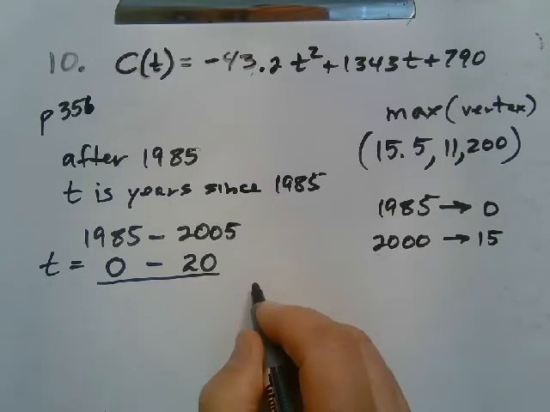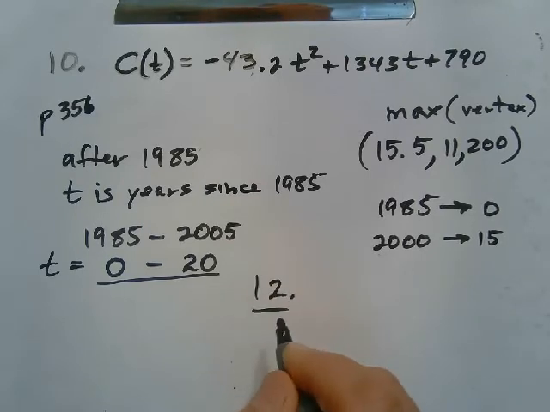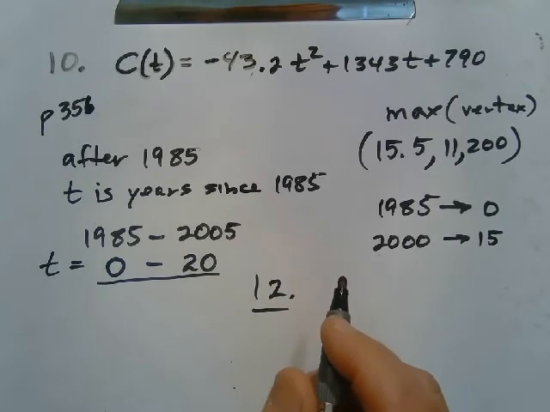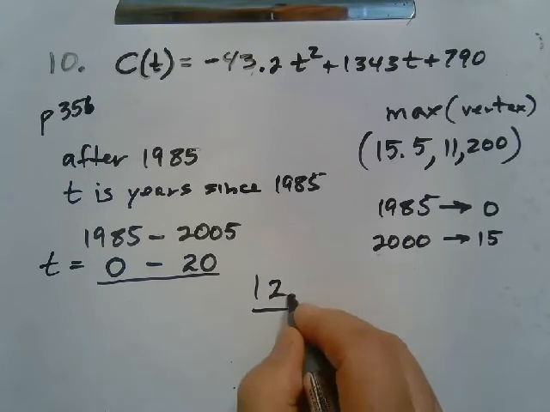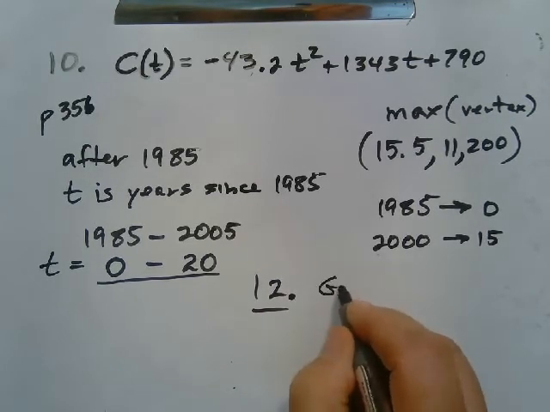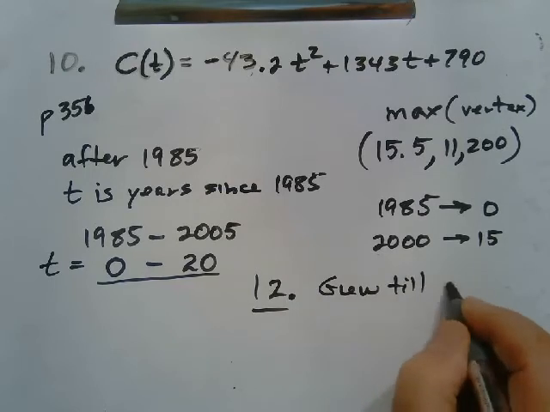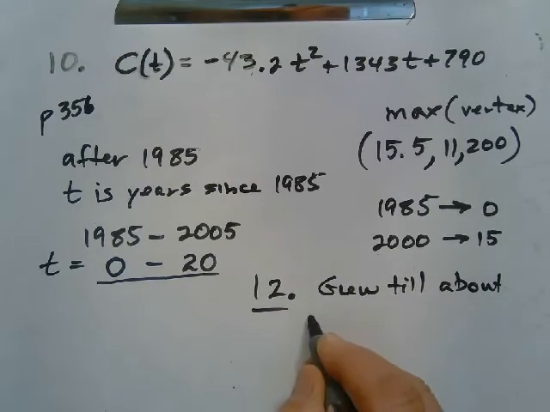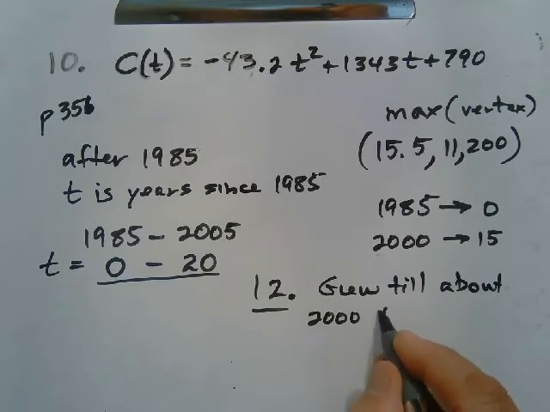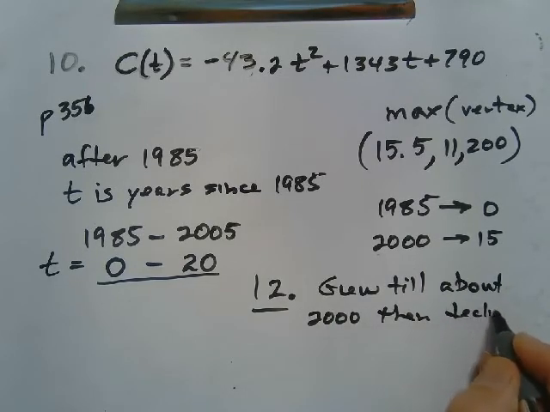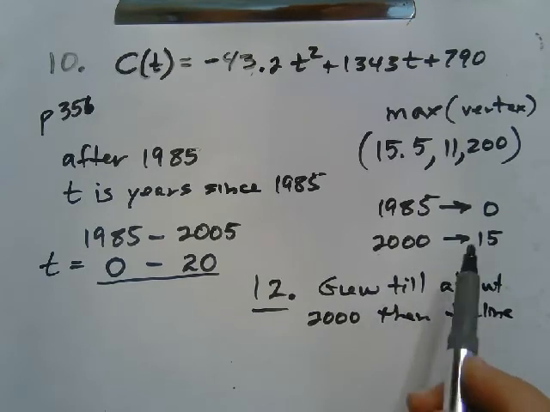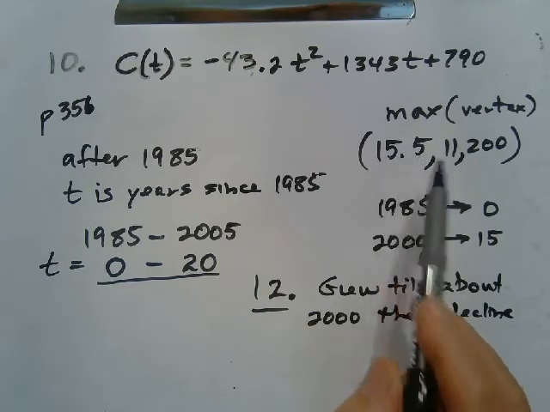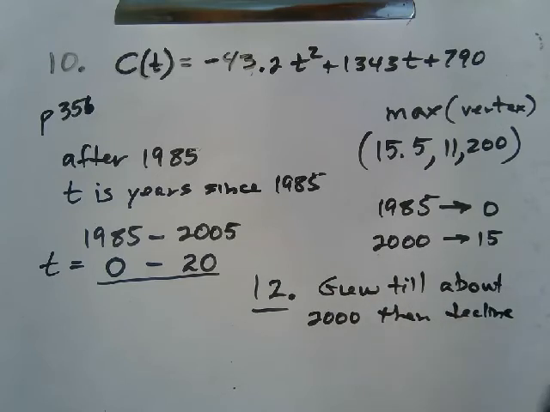Okay, now question 12 is asking, what trends in cable TV subscriptions does the graph suggest? Well, it suggests that it grew till about the year 2000, then declined. Okay, it was a maximum at the year 15.5, which would be about the middle of the year 2000. So you can interpret these graphs if you go ahead and graph them.